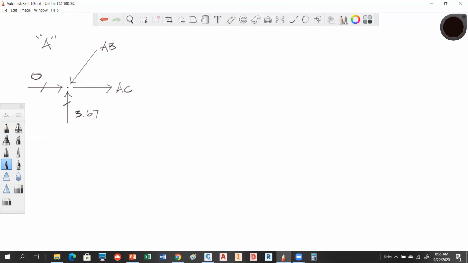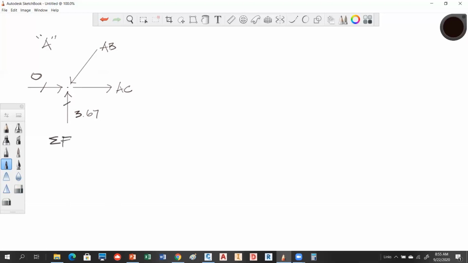Do we have a concurrent force system? Max, is that concurrent? No. Why? Actually, yes, it is. Yes, it is. Every joint is going to be a concurrent force system, okay? So we only have two equations, sum of forces in X and sum of forces in Y, okay? That's all we have. If we can't solve this with those two equations, we went to the wrong joint, okay? So I'm going to write my equations.